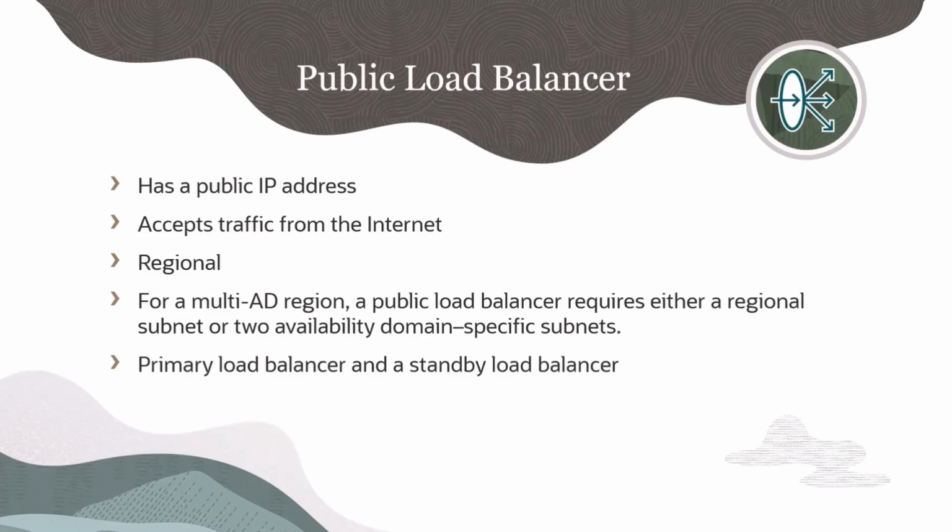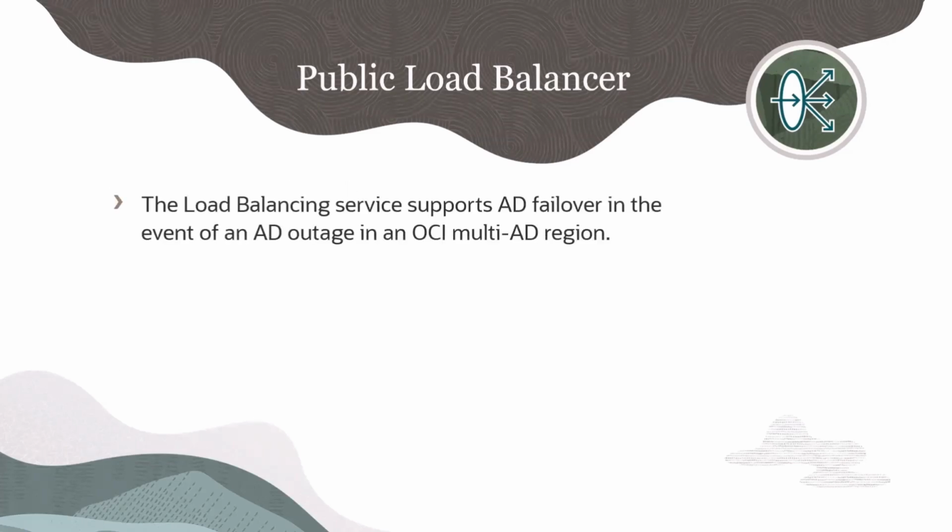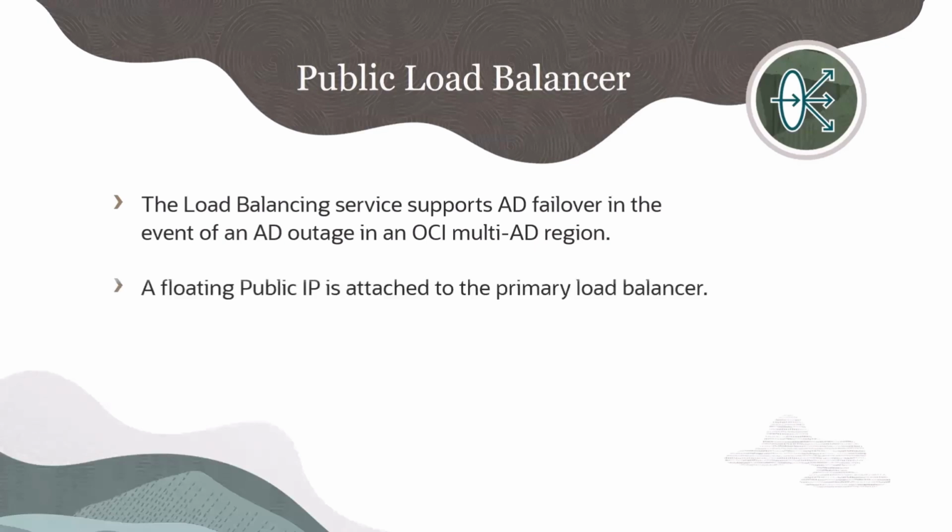So think of it like a primary load balancer and a secondary or standby load balancer. But technically, there is no difference between these load balancers. And you also cannot specify which load balancer is primary and which one is the standby load balancer. So the benefit associated with this model is that even if there is a failure of an availability domain in a multi-AD region, you will still have the load balancer service up and running.